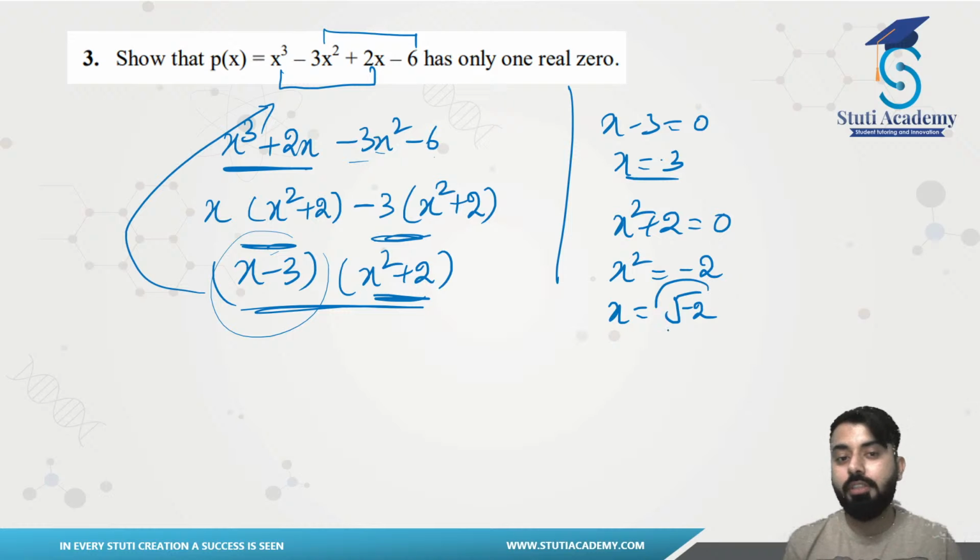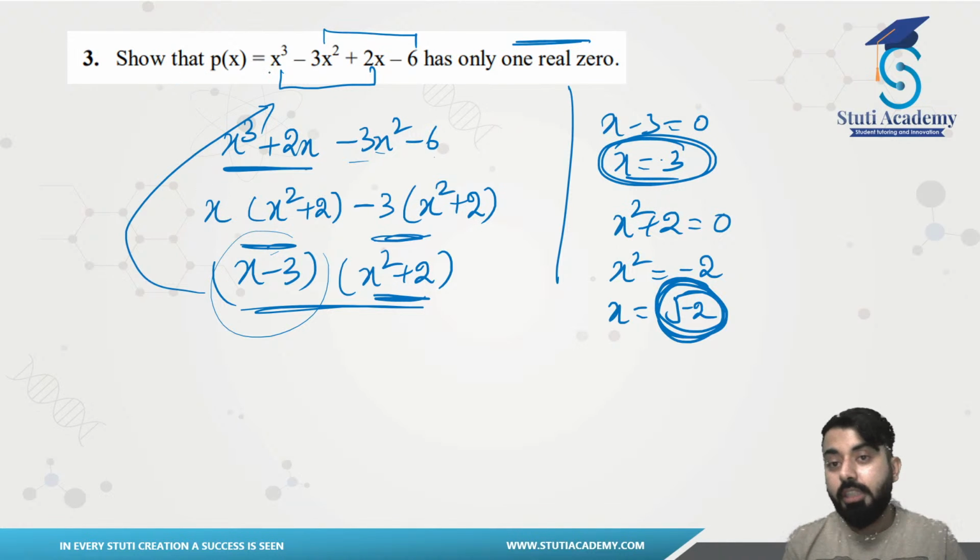So you guys see this is an imaginary number because this situation cannot arise, and we had only to prove that there will be only one real root, and that is what? That is a positive 3. So this is the proof that we had to do, right? Quite easy. See, they had asked you to show that.